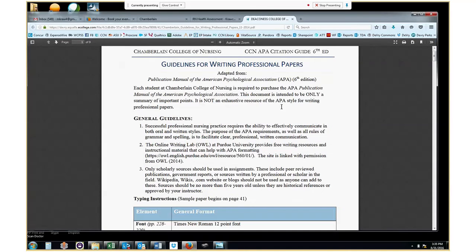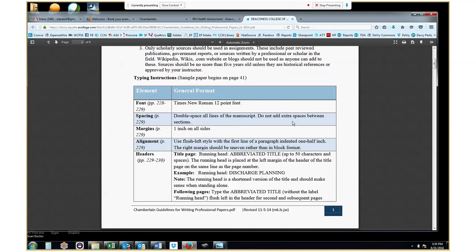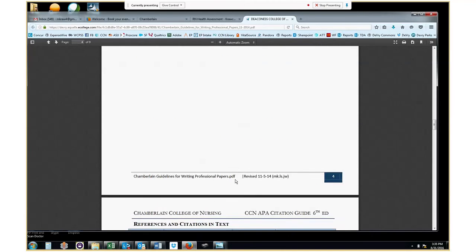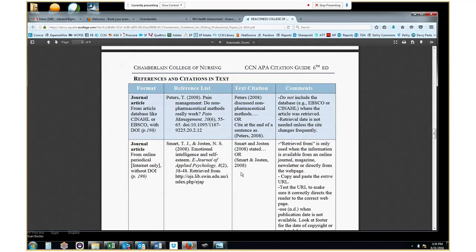I printed this out and I used this all through my DNP studies, and I encourage you to please do the same. Here's some general information about APA formatting, but the real important stuff, if you scroll down, is the reference and citations in text. This is an amazing, and I do mean amazing, place for you to find information. This covers probably 95% of the references that you will use in this course, from journal articles to your books to the lessons and everything. Here's the way the reference list should be, here's the citation, the text citations, and additional comments.